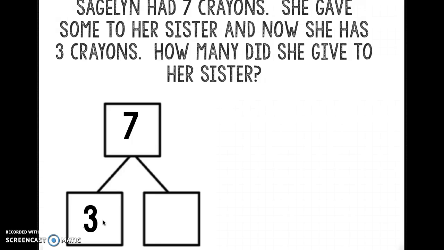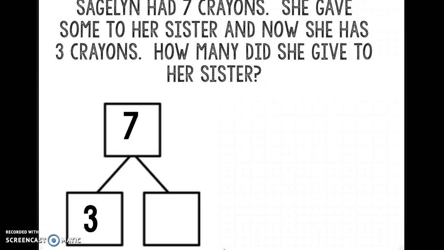All right, welcome back. So you should have your number bond set up in your math journal just like I do. I'm going to read the problem to you again. It says, Sagelyn had 7 crayons. She gave some to her sister, and now she has 3 crayons. How many did she give to her sister? What I would like you to do is go ahead and find a subtraction problem that you could write to find this missing part. Go ahead and hit pause and write down a subtraction sentence you could write. If you need to draw a picture or use your magic counting sticks to find the other missing part, go ahead and do that now. Okay, click pause.